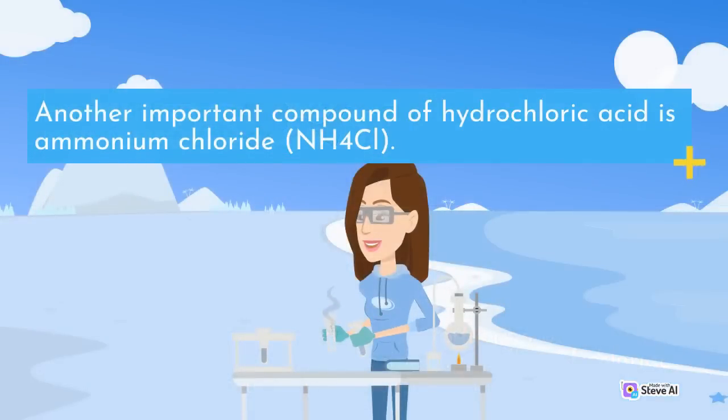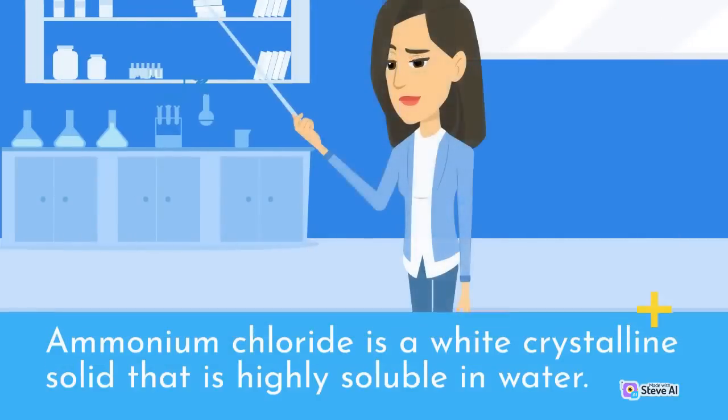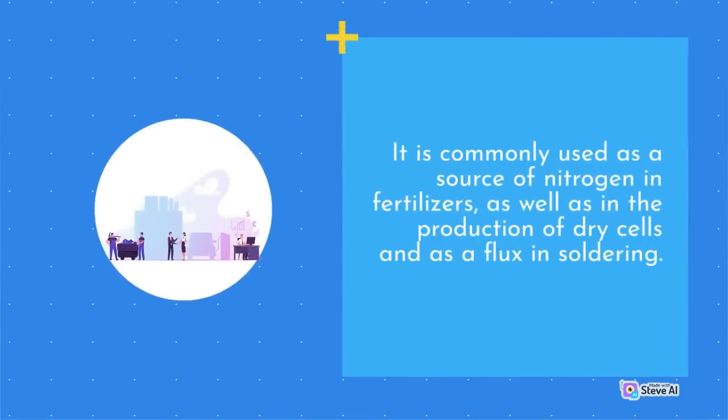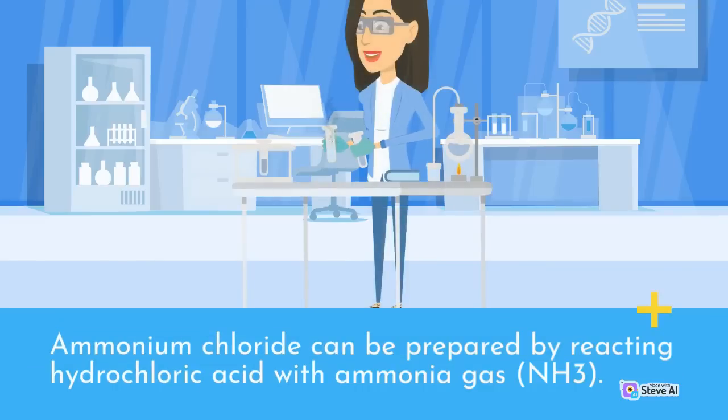Another important compound of hydrochloric acid is ammonium chloride, NH4Cl. Ammonium chloride is a white crystalline solid that is highly soluble in water. It is commonly used as a source of nitrogen in fertilizers, as well as in the production of dry cells and as a flux in soldering. Ammonium chloride can be prepared by reacting hydrochloric acid with ammonia gas, NH3.